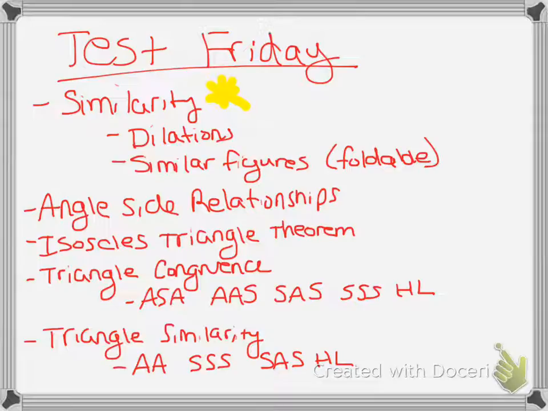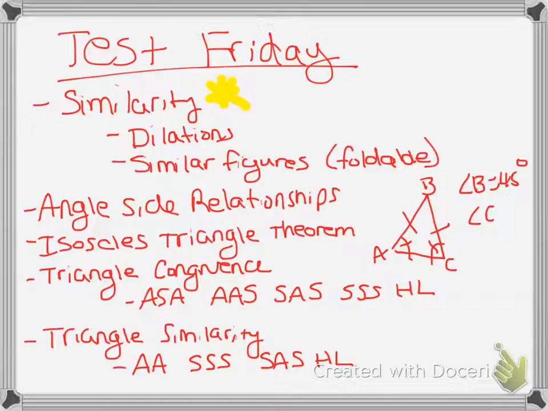We've also got our angle-side relationships. That's our biggest side is across from the biggest angle, smallest side is across from the smallest angle. The isosceles triangle theorem, remember that is if two sides are the same, then the two angles across from them are the same. Alright, so in this one that I just drew, if I know that angle B is 45 degrees, how would I find angle C?